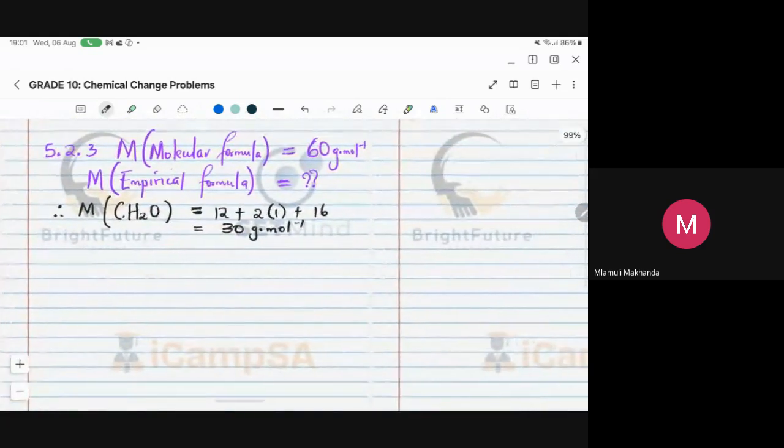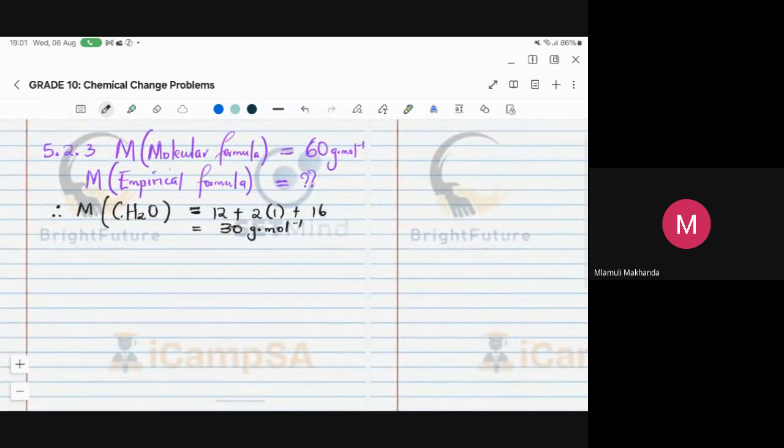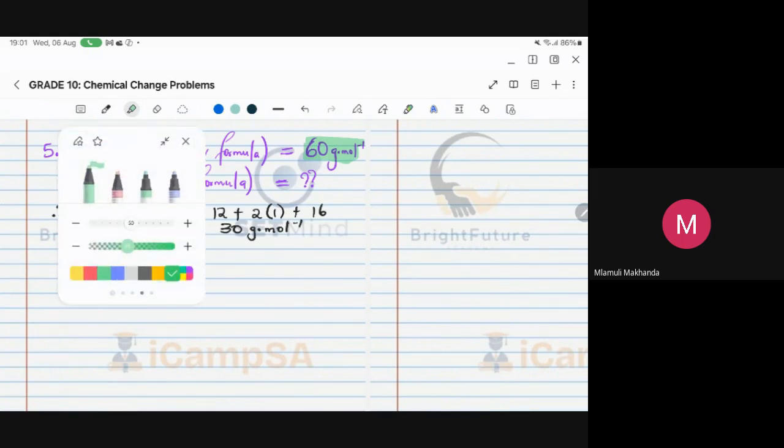So now, what you do to find the molecular formula, because now we have this value, and then let's do this for your color coding.